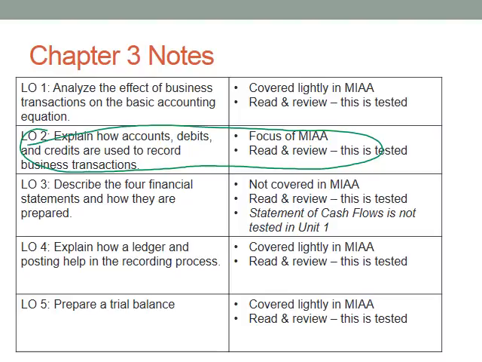Learning objective 3 is the financial statements. Remember that we're going to cover just 3 financial statements: the income statement, retained earnings statement, and the balance sheet. Make sure that you read and review and quiz yourself because this will also be tested. A ledger and posting, learning objective 4, will cover lightly, as well as the trial balance.